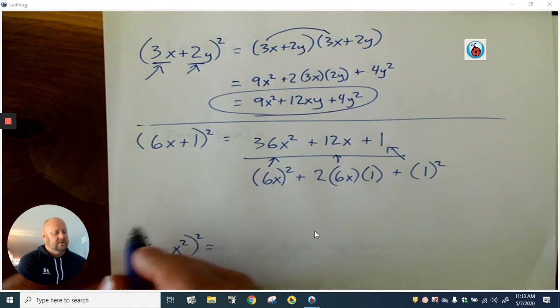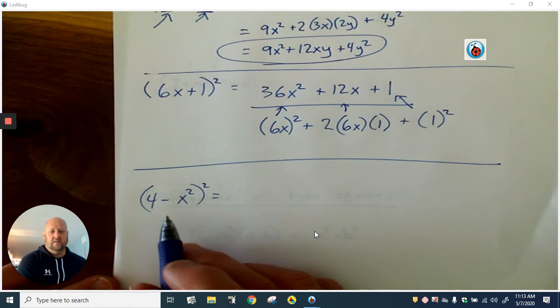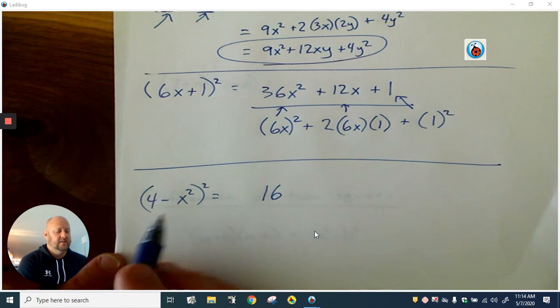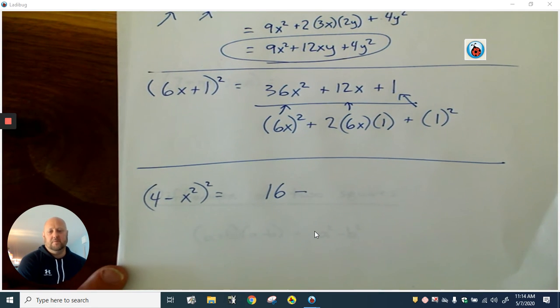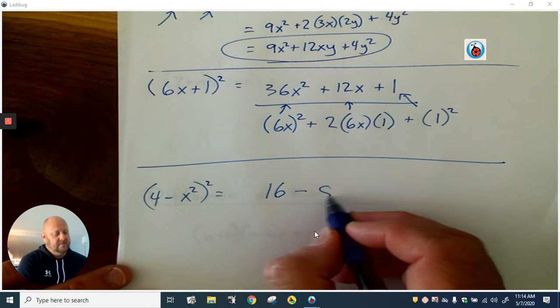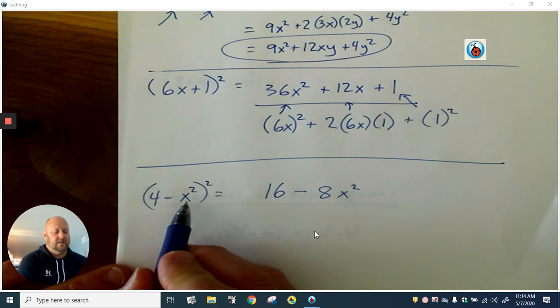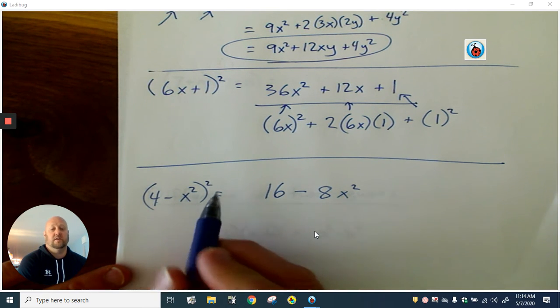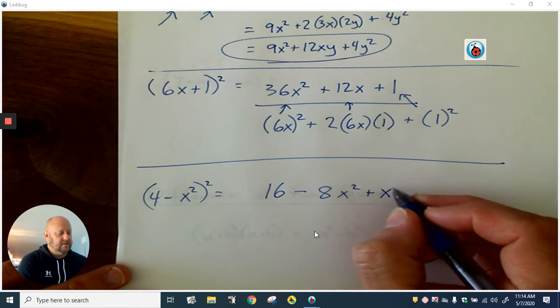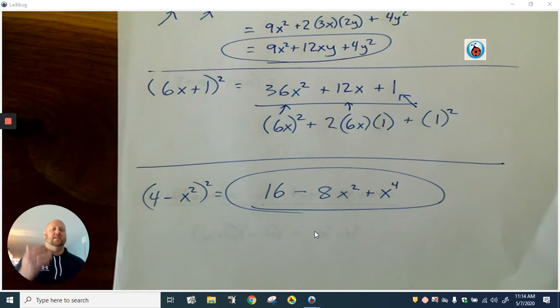Okay? So if we try the second one, or this other equation, we can get straight to the answer. First one squared, 16. Now this is minus, so the middle term is going to be minus. That's all you got to remember. We multiply these together. 4 times x squared is 4x squared. And we just times it by 2, which would be 8x squared. And then we just square the second. x squared squared. We know our product rule where we multiply, so we would get x to the 4th. It's just a fast way of getting straight to the answer. Okay?